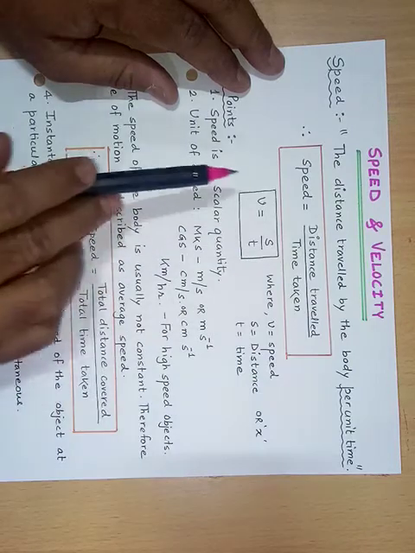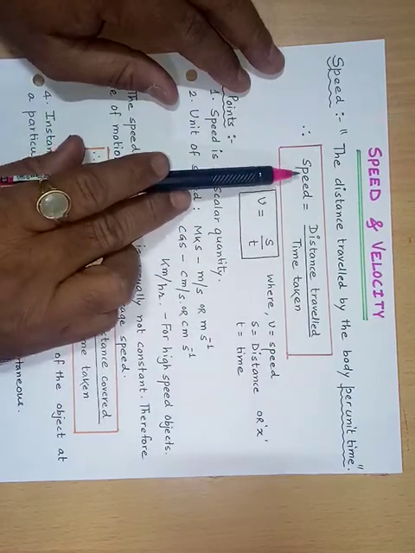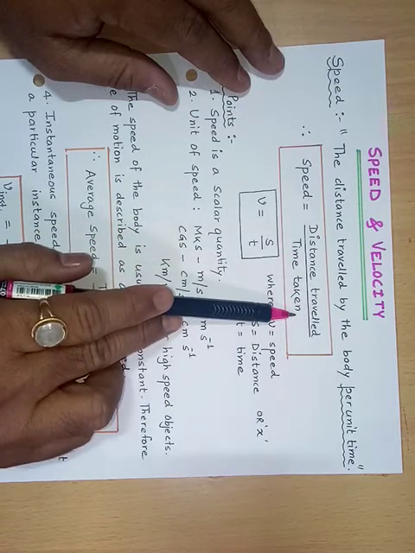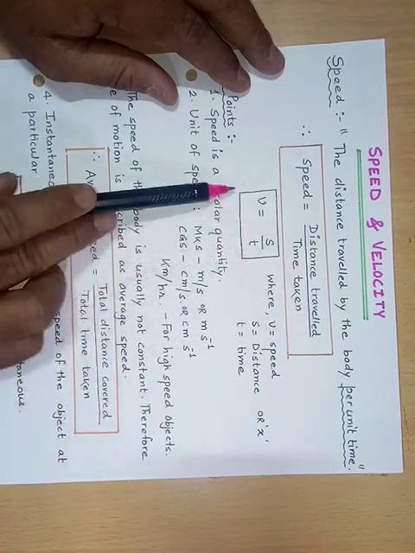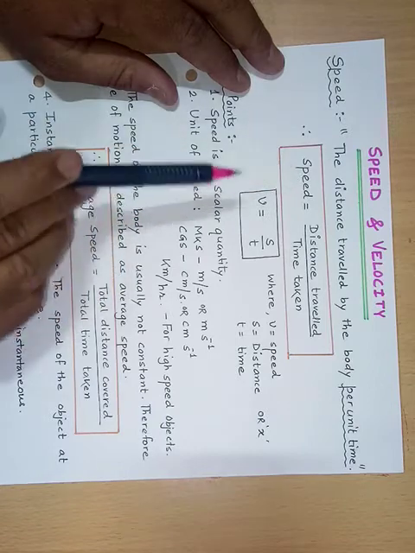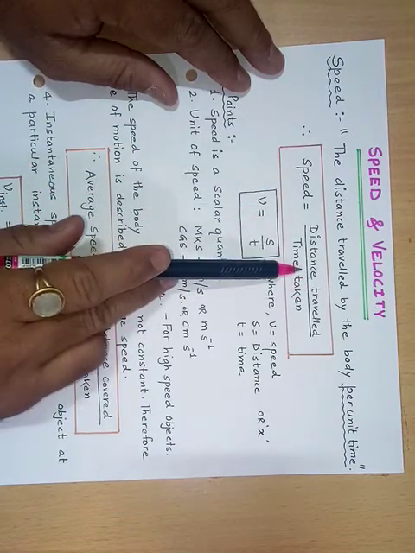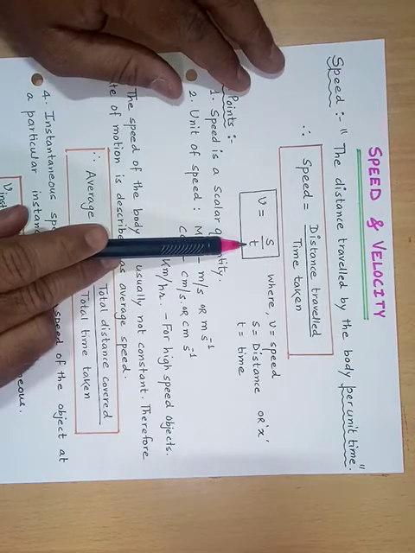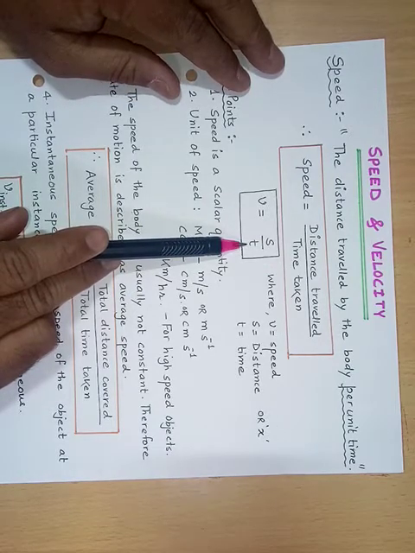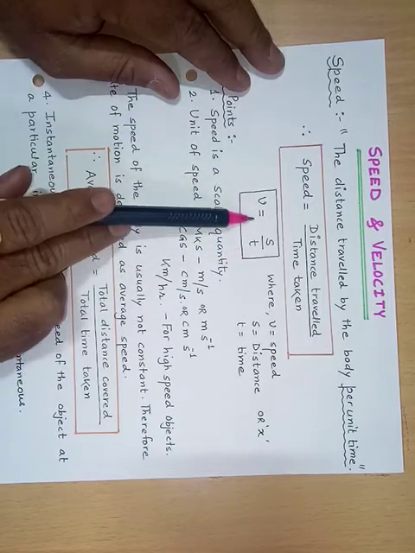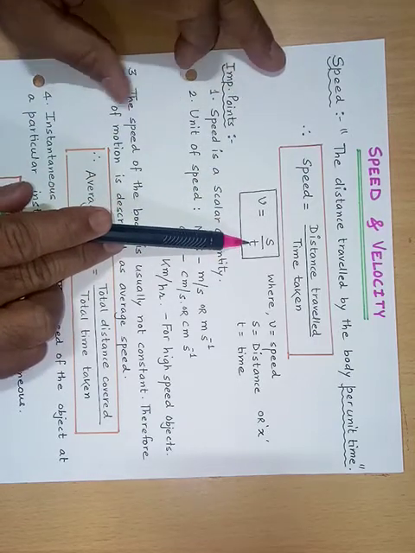If we want to write the formula of speed, speed is equal to distance traveled divided by the time taken. Now if we write the formula in notation form, speed will be represented by v, distance is represented by s, and the time taken is represented by the small letter t. So our formula for speed becomes v = s/t.